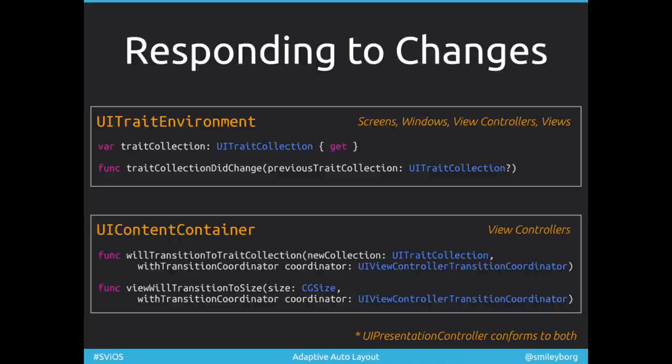Now there's another protocol called UIContentContainer. This is implemented only by view controllers. But there's two really nice things in here. One is willTransitionToTraitCollection with transitionCoordinator, and the other is willTransitionToSize with transitionCoordinator. So the first one, of course, is called when the trait collection will change, basically, and allows you to respond to that. And I'm going to show you an example shortly. And then the second one is willTransitionToSize. So that's called any time that view controller's view is going to change its size. We'll talk about this in the context of rotations in a moment. And by the way, if you notice the asterisk at the bottom, UIPresentationController is also involved in some of this stuff, but it's less common, so I just omitted it for clarity here.